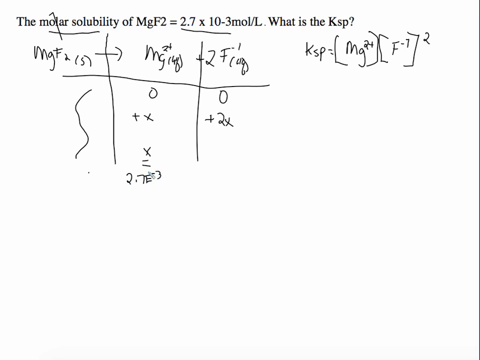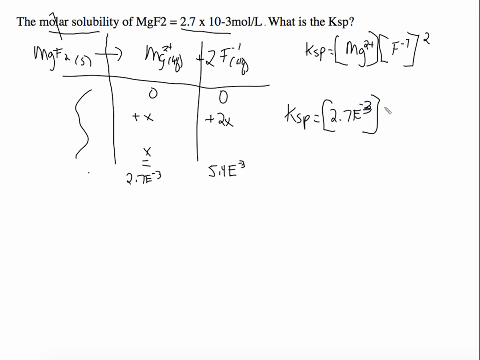So we know that x equals 2.7 e to the -3. And if we know what x equals, then we automatically can just take 2 times x to get what the fluoride is, which is 5.4 e to the -3, because the x is the molar solubility. So when we know that, we can just plug those numbers into our expression to get the Ksp.